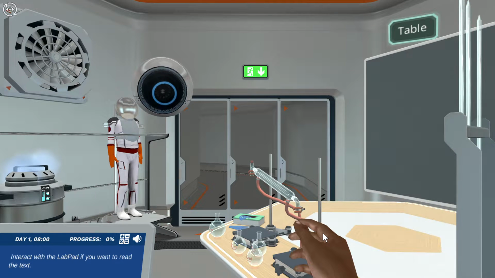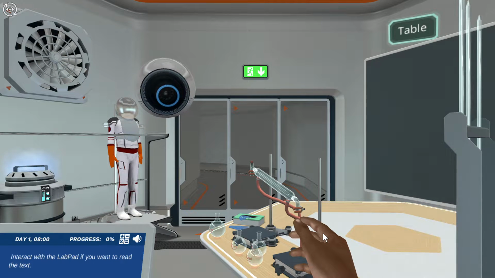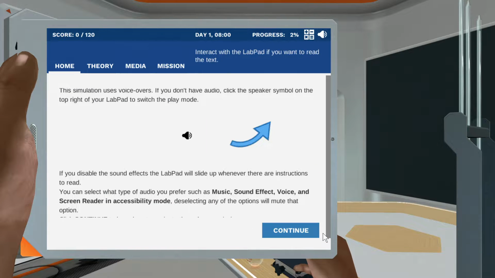Separate two liquids based on their boiling points. This simulation uses voiceovers. If you don't have audio, click the speaker symbol on the top right of your lab pad to switch the play mode. If you disable the sound effects, the lab pad will slide up whenever there are instructions to read. You can select what type of audio you prefer, such as music, sound effect, voice, and screen reader in accessibility mode. Deselecting any of the options will mute that option.